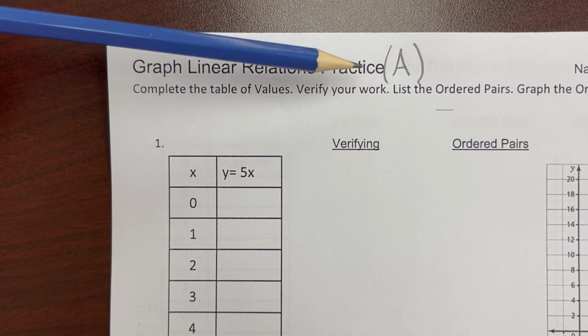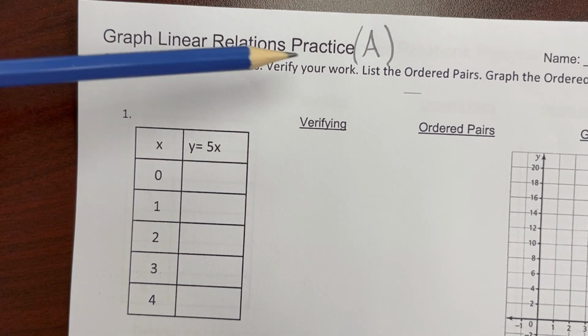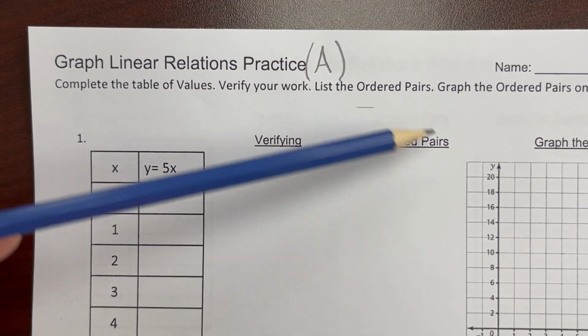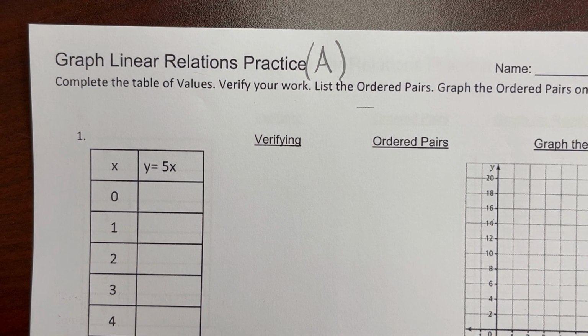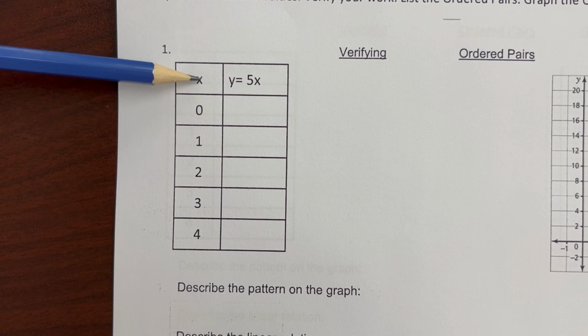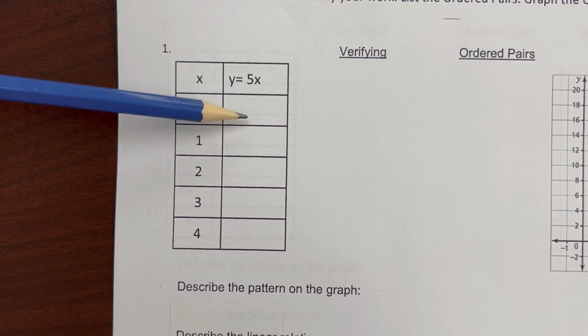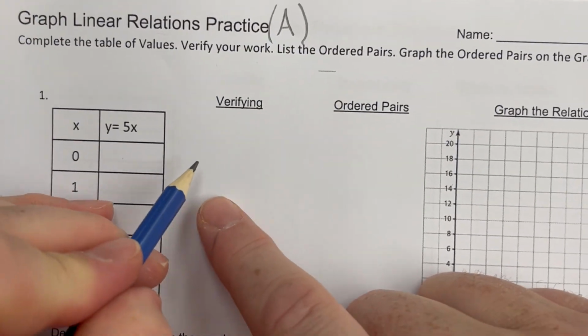Graph linear relations practice, sheet A. Instructions say to complete the table of values, verify your work, list the ordered pairs, graph the ordered pairs on the graph. And then we'll answer any other questions that are below there. So we're going to use these values, plug them into the expression, come up with our y values. So again, we'll do that through verifying.